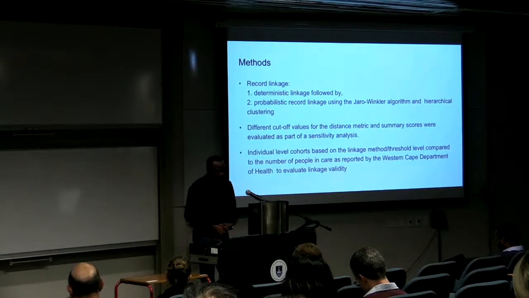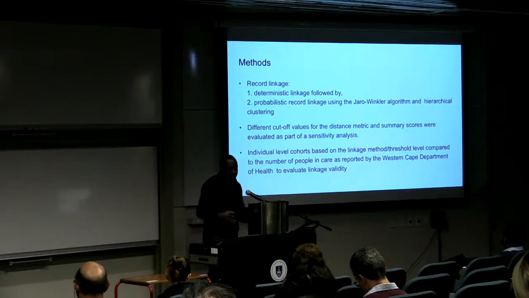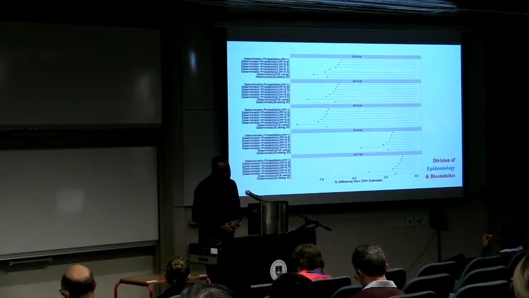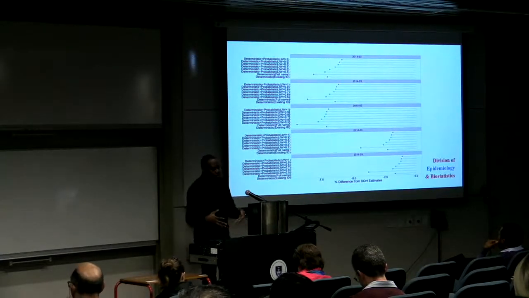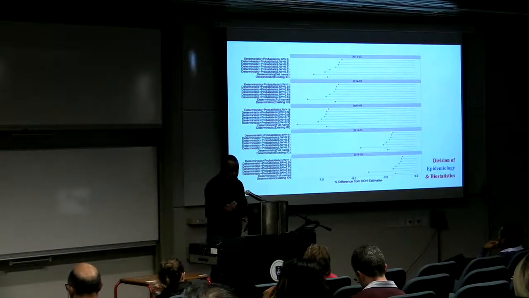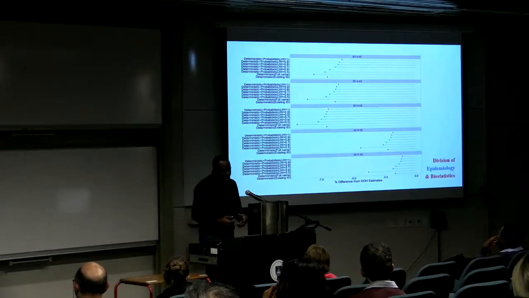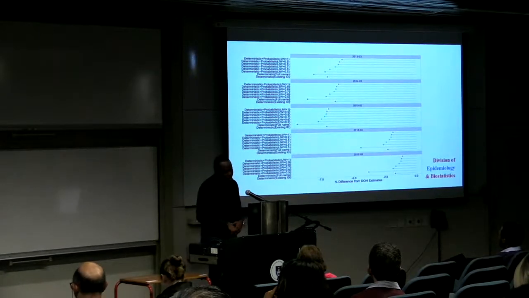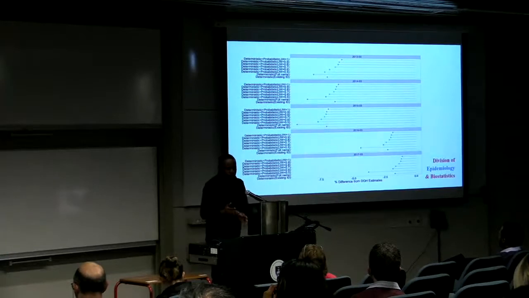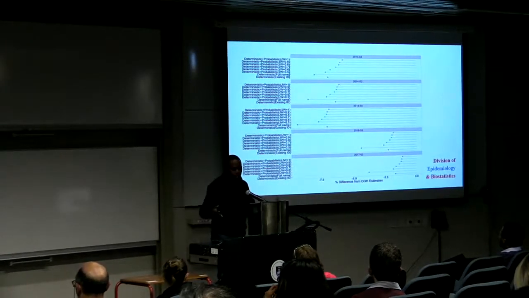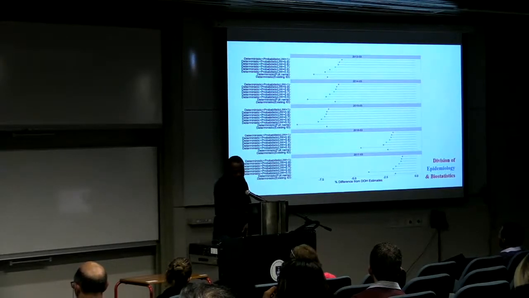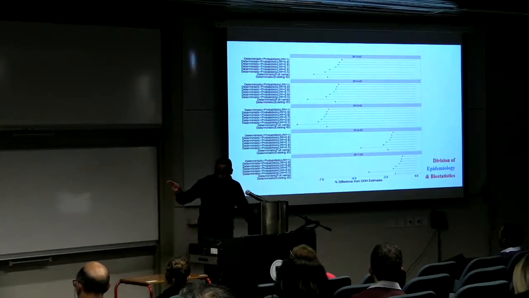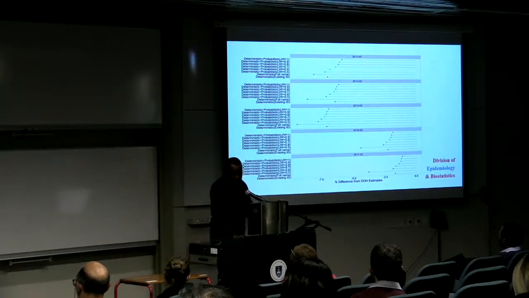And as part of evaluating linkage validity, we compared the estimates that we got for the number of unique individuals with the ones given by the Western Cape Department of Health. When we look at the differences, we noticed that higher thresholds of this Jaro-Winkler score were producing estimates that were relatively closer to the Western Cape Department of Health. And not doing any linkage before you do any estimation was producing poorer results, which is what we see from the deterministic and the full name, which is the furthest from what we have there.